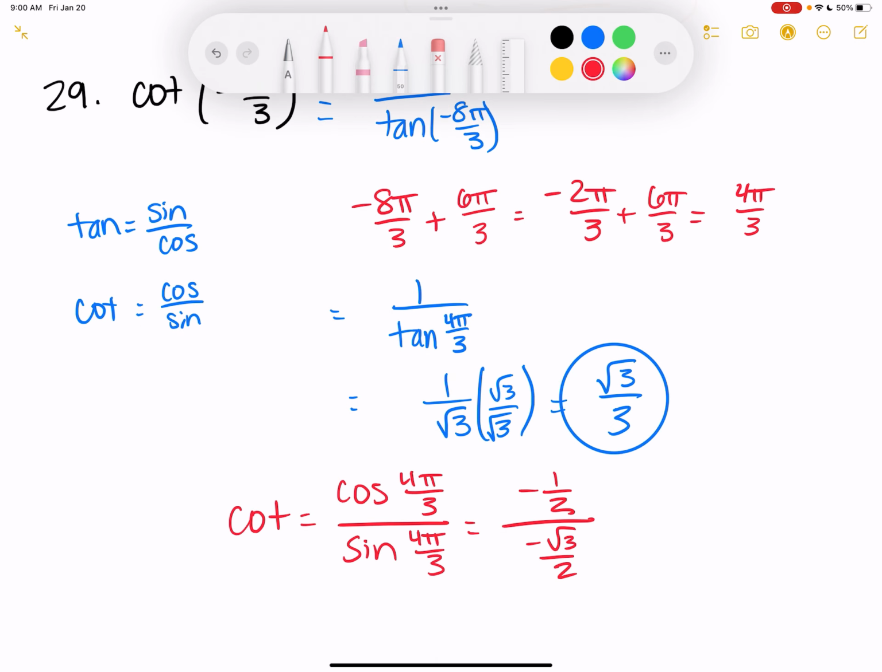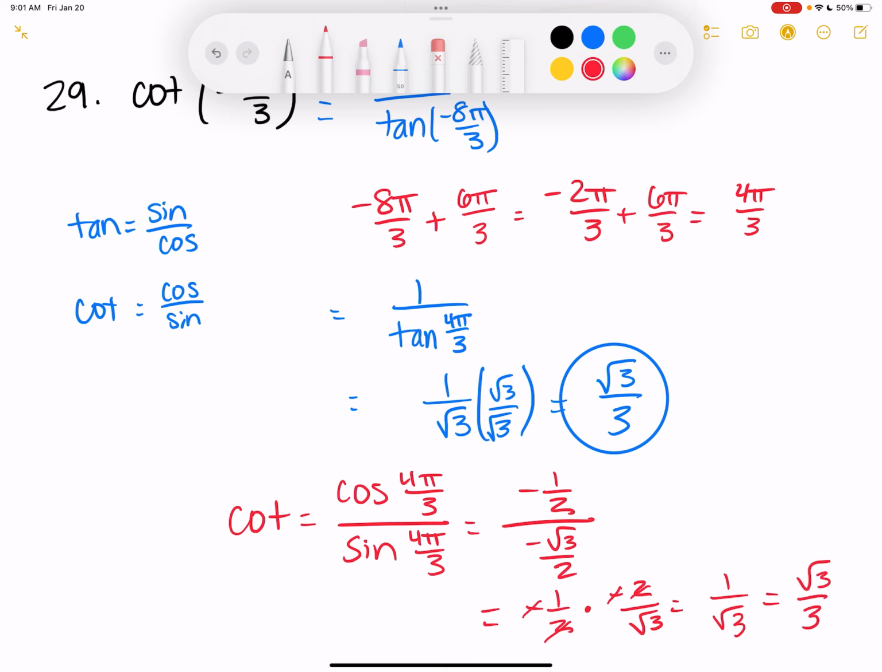So now you have two fractions. You divide by, or multiply by, the reciprocal. So you have negative 1/2 times negative 2 over the square root of 3. The 2's cancel, negatives cancel, and then you end up with 1 over the square root of 3, which ends up being the square root of 3 over 3.